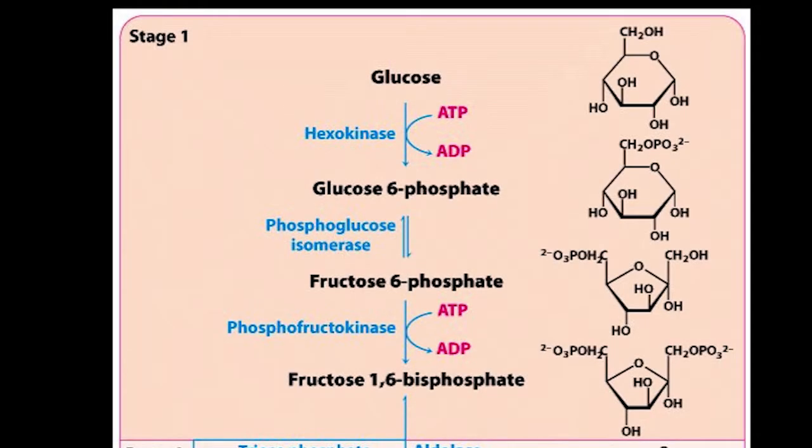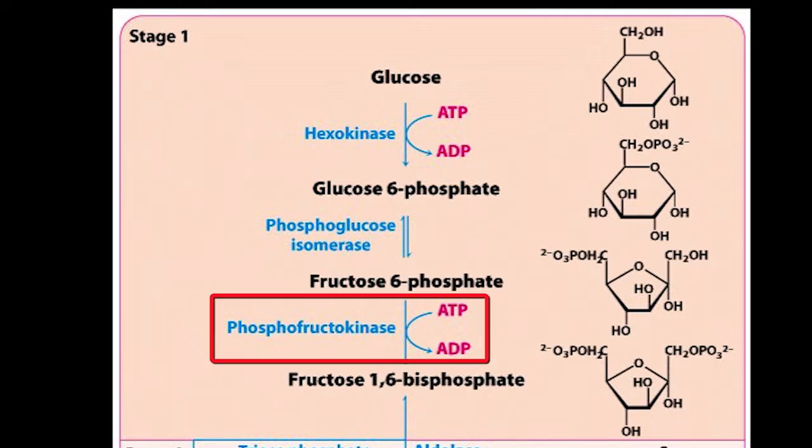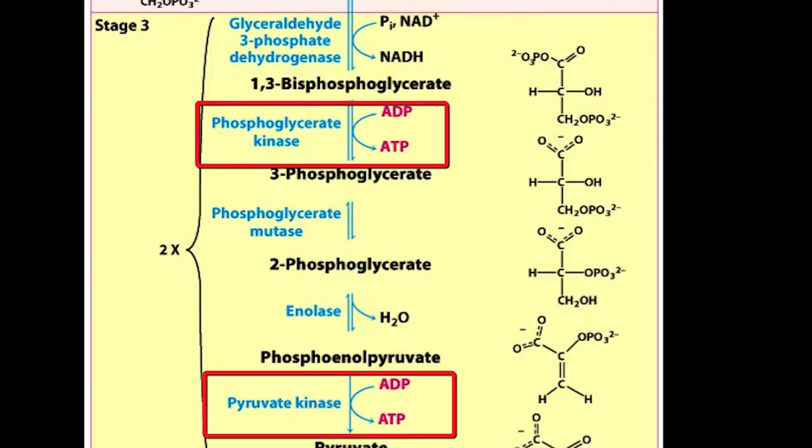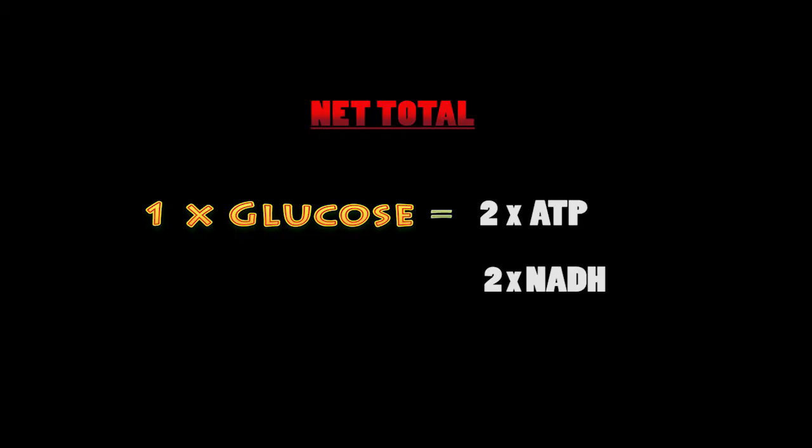Let's do some accounting. We invested 2 ATPs in the investment stage of glycolysis, specifically in the step where we turn glucose into glucose 6-phosphate, and in the step where we turn fructose 6-phosphate into fructose 1,6-bisphosphate. However, we harvested 2 NADHs and 4 ATPs in stage 3, which was the harvesting stage. So in total, we have 2 ATPs and 2 NADHs generated from glycolysis.